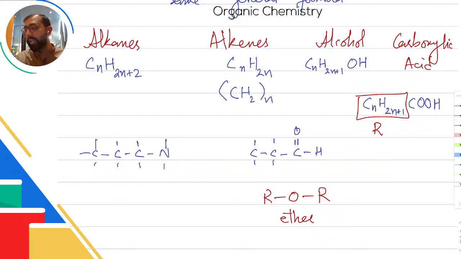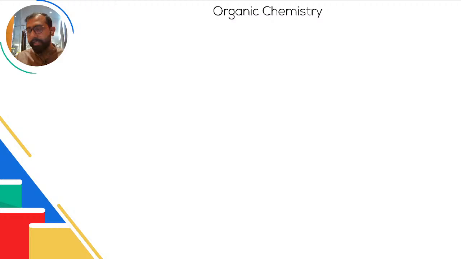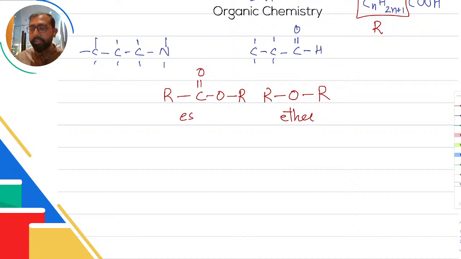I could take that R and put C double bond O and then another oxygen there. And this one is called the ester linkage. And I could take the same thing and put this thing in the middle.